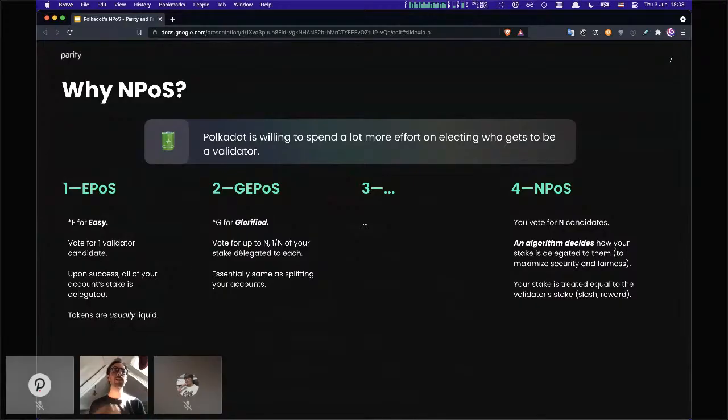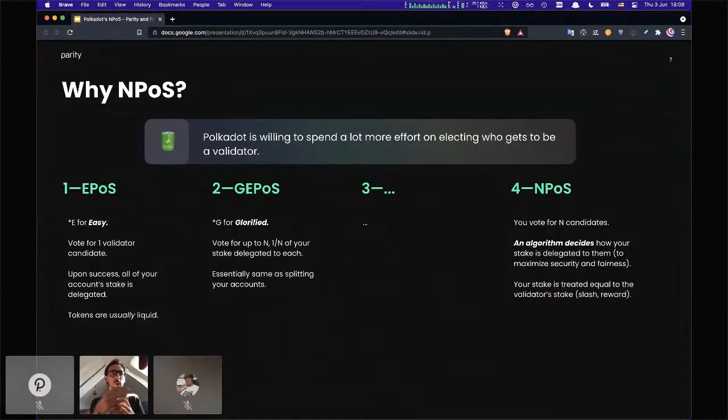You can also make this a little bit nicer. I call it glorified easy proof of stake, where you can name multiple accounts when you want to vote as a nominator. And if, say, 5 of them get elected, then your stake is divided between those 5, 1/5 each.